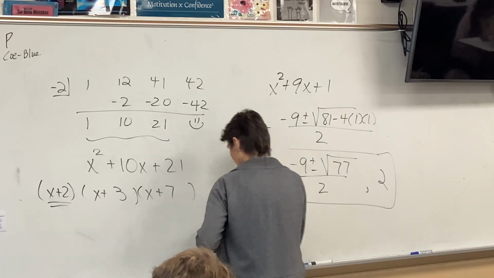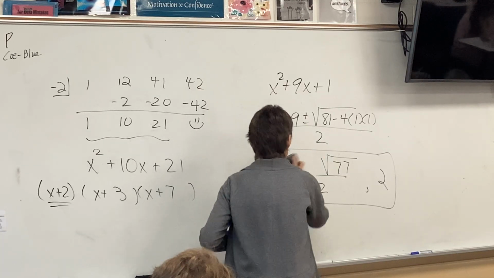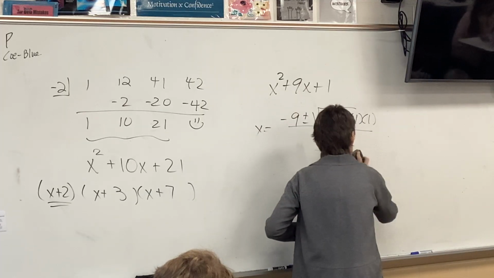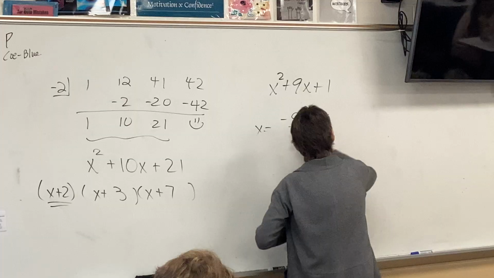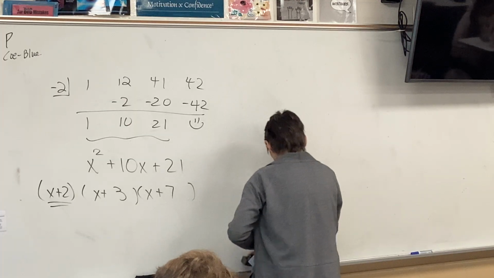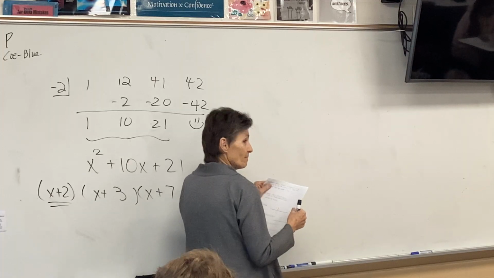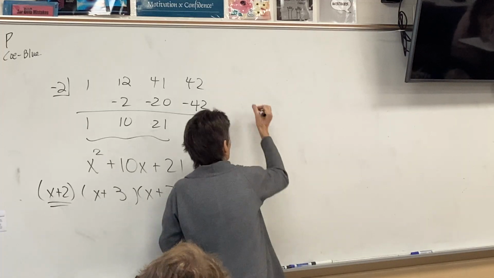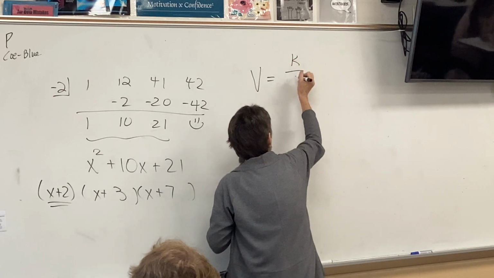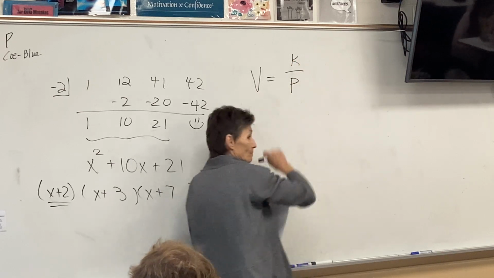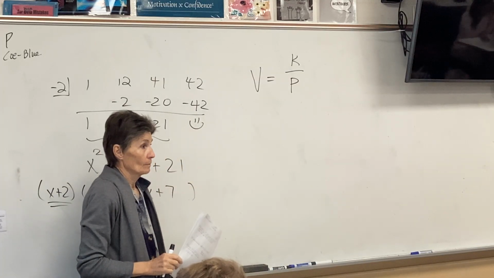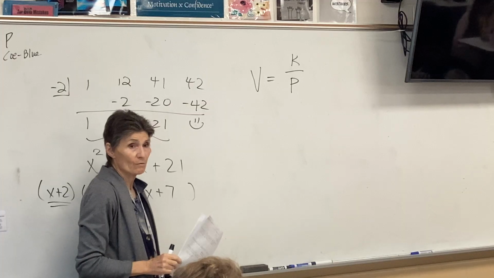Volume varies inversely as pressure. Stop right there and build your format. What is this equation going to look like if volume varies inversely as pressure? Box equals K over box for inverse.